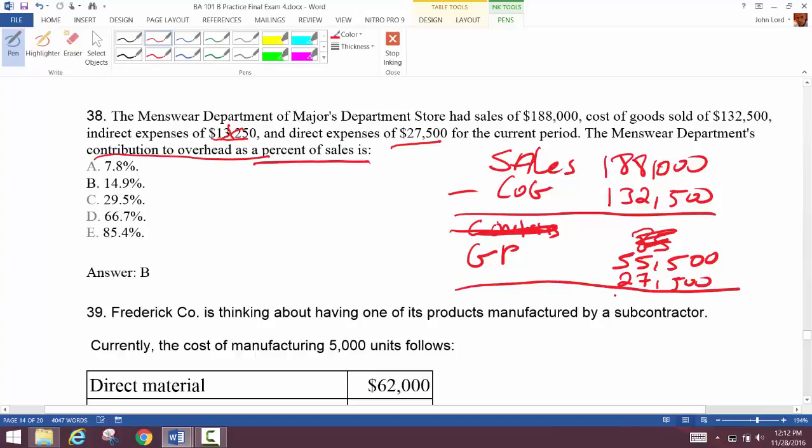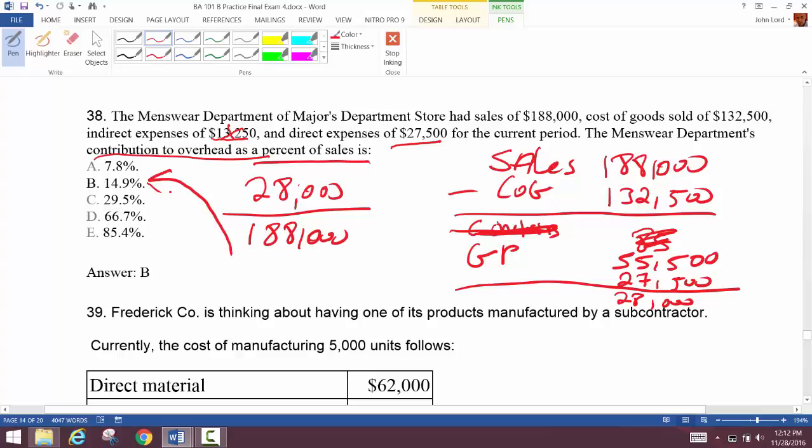28,000 even? Okay, good. Then, Omar, I take the 28,000 and now I divide it by the 188,000, and that's going to give me this percentage, roughly about 14.9, I guess. Okay, so the takeaway here is what? When you're figuring out the contribution of a division or department to the overall overhead of the company, you subtract out direct costs. You ignore the indirect costs. You don't allocate those, right?